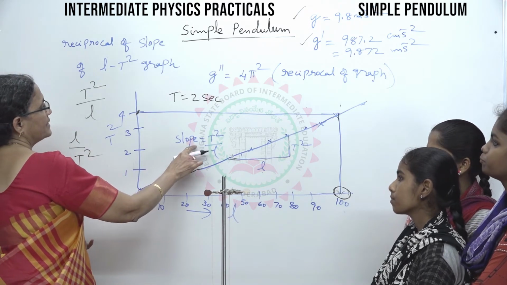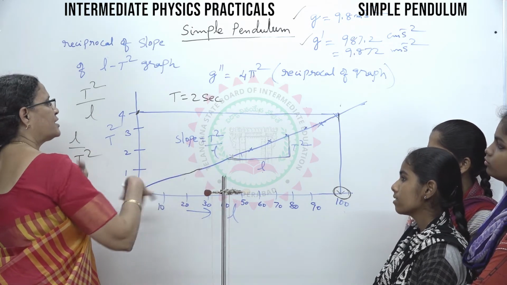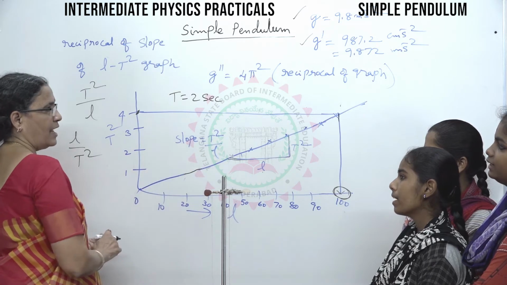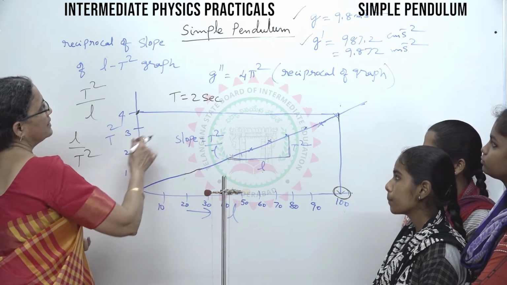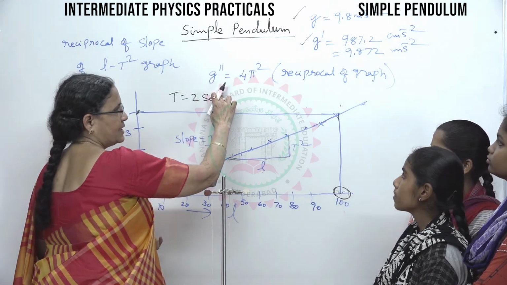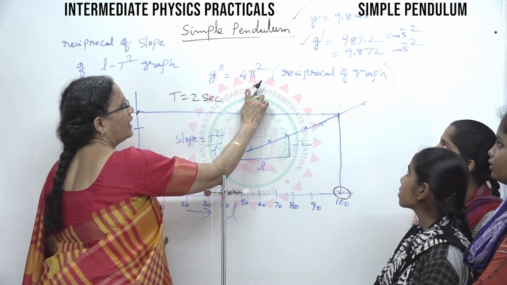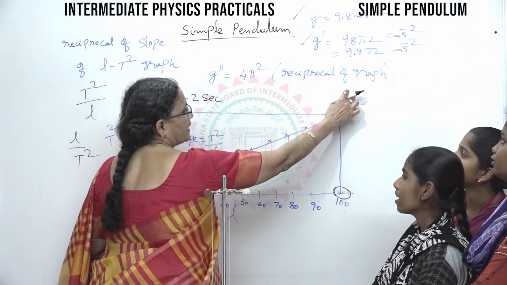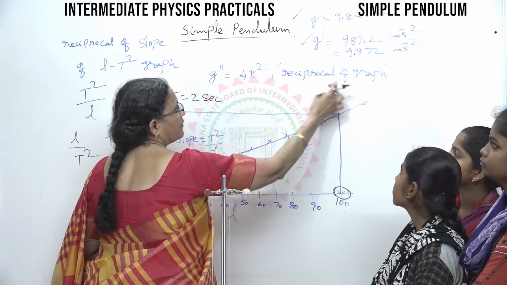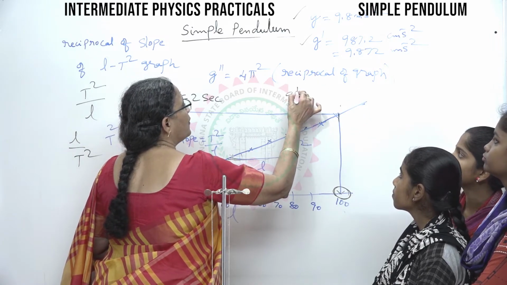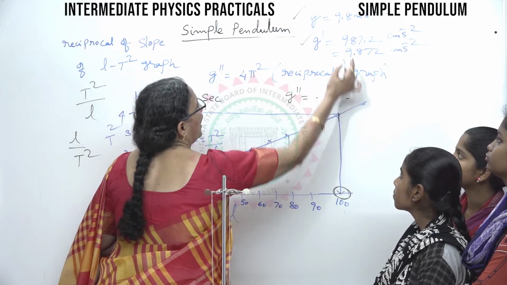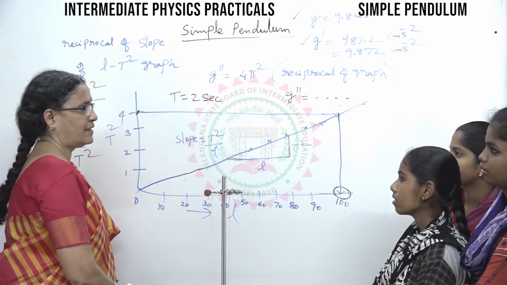Reciprocal means L by T square. So slope is T square by L. Reciprocal of the slope is L by T square. Then g double dash is equal to 4 pi square into the reciprocal of the slope of the graph. That is g double dash. It should also come close to those values.